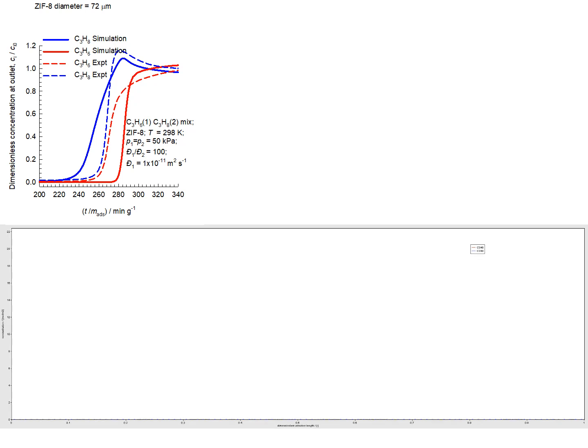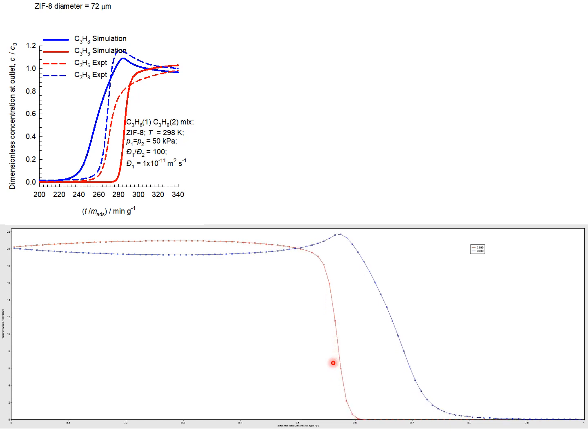And if we look at the transient breakthrough simulations, we see that the saturated propane is practically excluded from the pores and traverses along the fixed bed in the gas phase faster than the unsaturated propene. Recall that the blue line is the breakthrough for the saturated propane, and the red line is for the unsaturated propene.